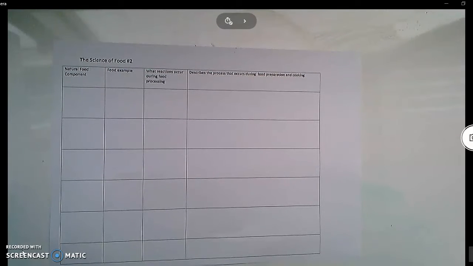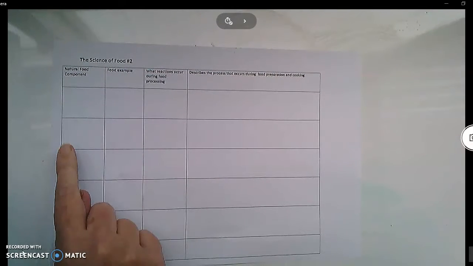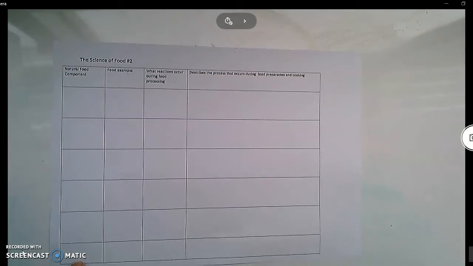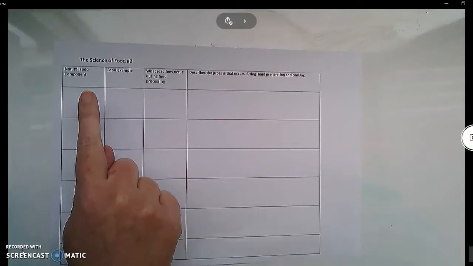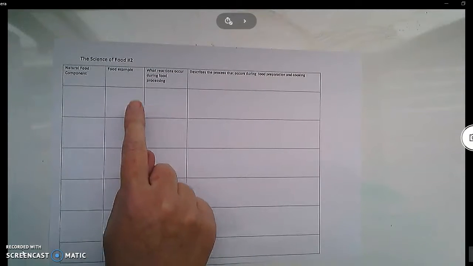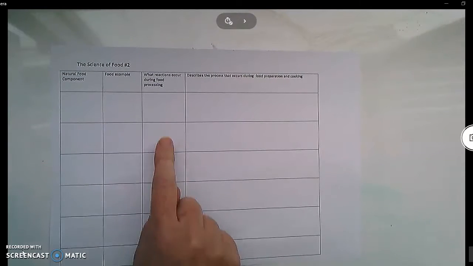So I'm going to break it down into each key natural food component here, and I'll do a short video on each one. And I'll explain what the natural food component is, some food examples, what is the reaction that is occurring in terms of chemical and or physical properties that are changing during processing of that food, and then I'll describe the process that is happening, and I'll try and do that with some diagrams so that you can actually visualize what's going on.